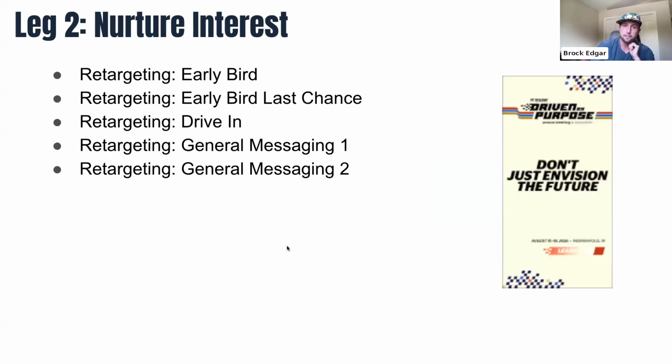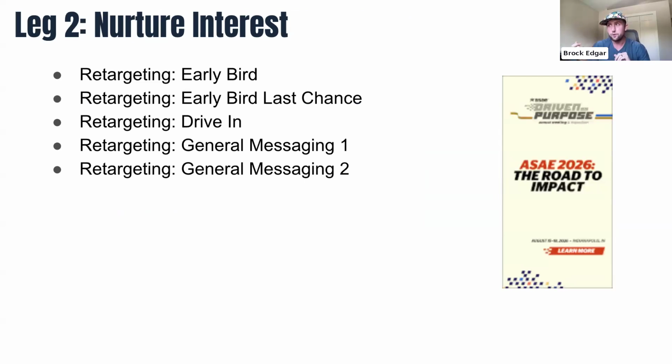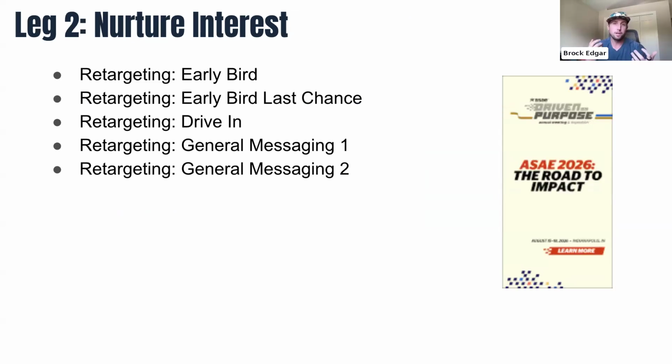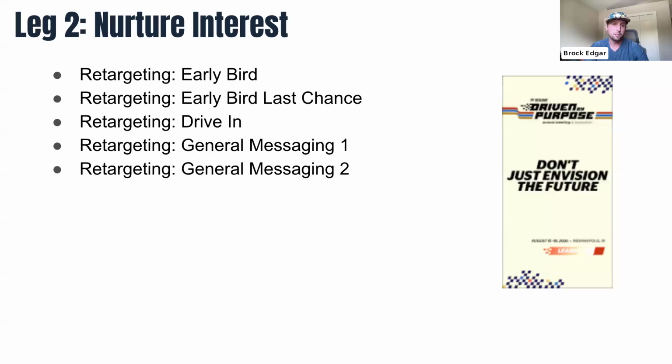The second leg that ASAE had five campaigns in it: two early birds, a drive-in, and two general messaging. The early bird and early bird last chance are just time bound. Early bird ran until this date, and then early bird last chance ran after that date until the end of early bird. Drive-in is a regional campaign targeting people near Indianapolis who might be interested in driving in and would not necessarily need the same motivation that somebody flying in from the West Coast would have.